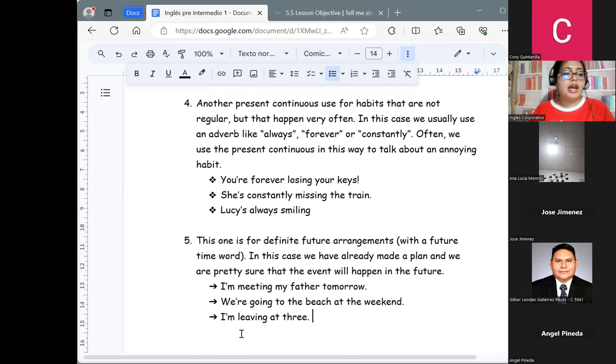Like this. So in this case, we have just this short review about the uses of the present continuous, in which we are specifying the uses that we can give to this structure, and in which cases we can have this specific structure or the things that we can say or the things that we can do using this ing form of the verb. But we are going to focus on this part.